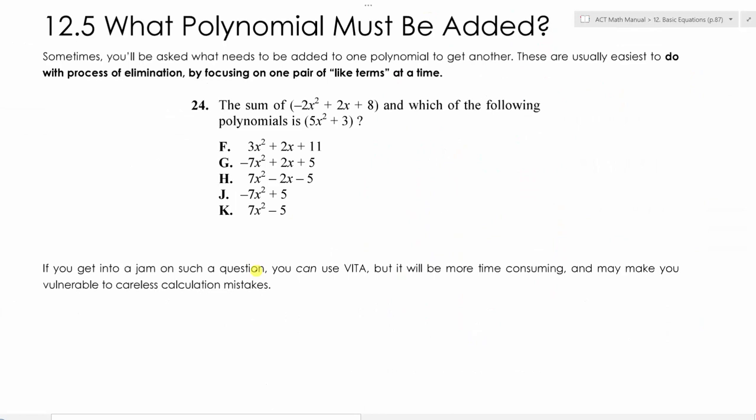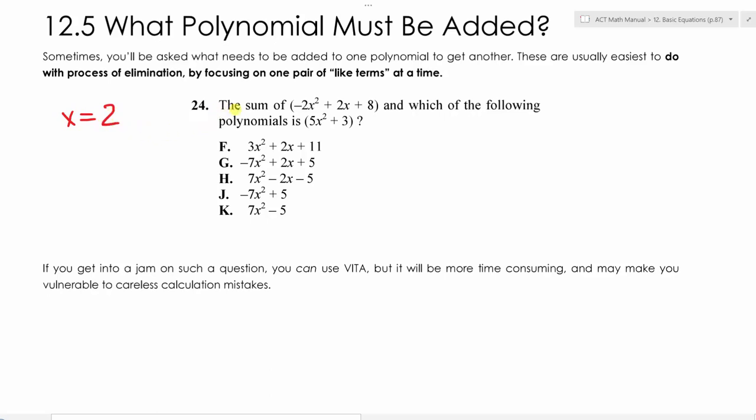Next, I have what polynomial must be added. Going to make the note one more time. Notice we have variables in the answers, so if you are having trouble with a question like this, there is the opportunity to use VITA. And actually on this one, I am going to show you what it looks like here, just for the heck of it.